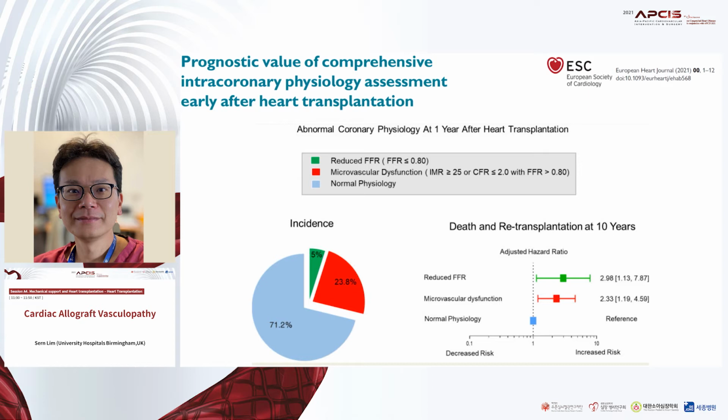So here the authors have shown that the presence of either reduced FFR, which again is a very small proportion of patients, or microvascular dysfunction as defined by their technique is associated with increased risk of death or retransplantation at 10 years, again suggesting that the microcirculatory changes that occur at a year are significant predictors of late outcomes.